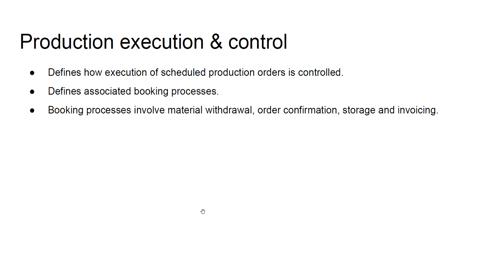And there's also this area of production execution and control, which mainly defines how execution of scheduled production orders is then controlled. And this is associated to a lot of booking processes. So this might involve the booking of material withdrawal, or the logging of order confirmations, the booking of storage, or also the booking of, for example, invoices. So the invoicing related booking processes is something that is mapped to this area of production execution and control.